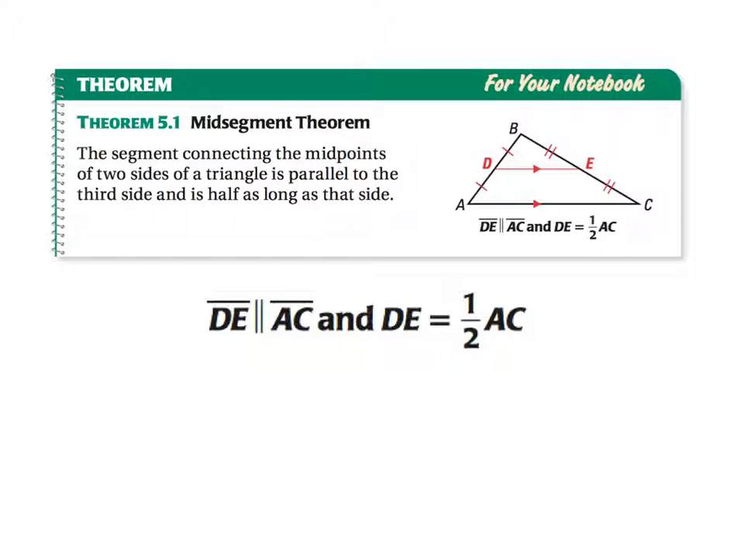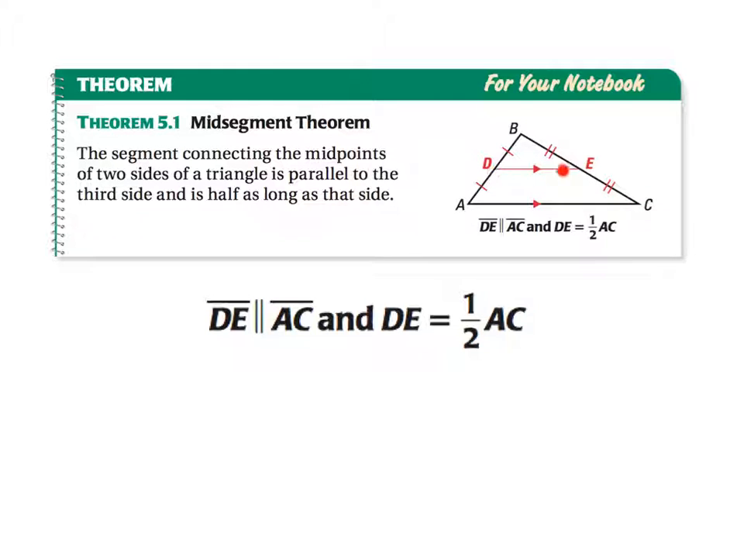With the definition of midsegments comes a theorem. This is called the midsegment theorem. It states the segment connecting the midpoints, otherwise known as the midsegment, of two sides of a triangle is parallel to the third side and is half as long as that side. So looking at the diagram, you can see that DE is a midsegment of this triangle since D is a midpoint of side AB and E is a midpoint of side BC.